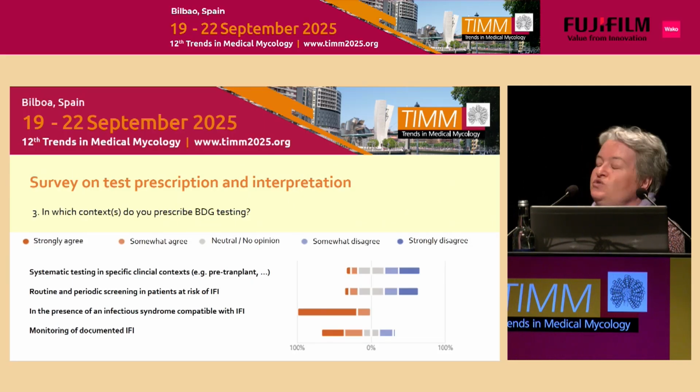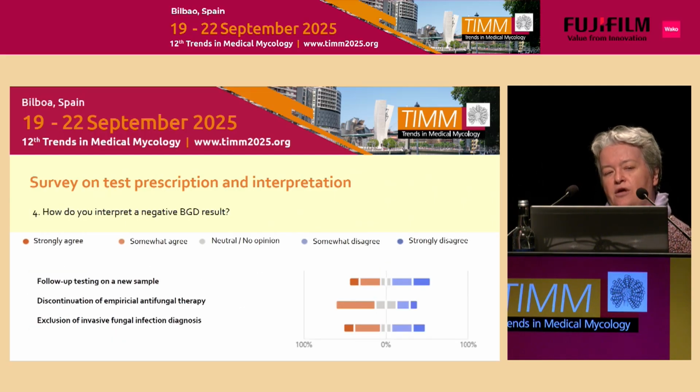The first question focused on the context in which the biomarker is prescribed. Systematic prescription or regular screening are rarely practiced in our hospital. However, in case of an infectious syndrome compatible with fungal infection, BDG testing is widely recommended. Despite more mixed opinions, BDG also seems to be used for monitoring documented fungal infection.